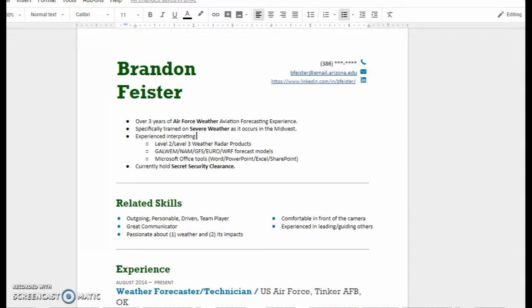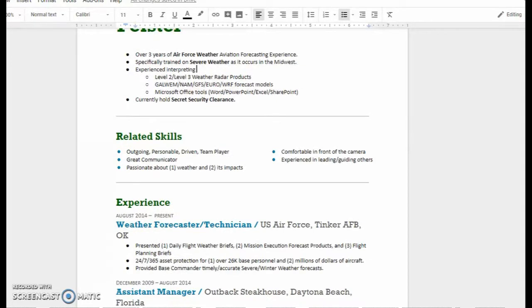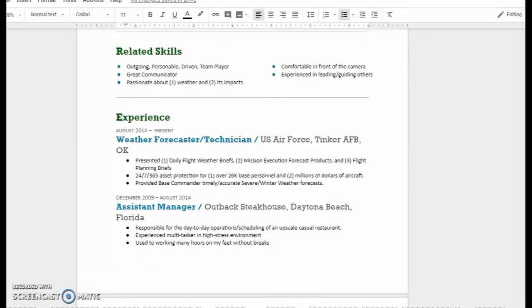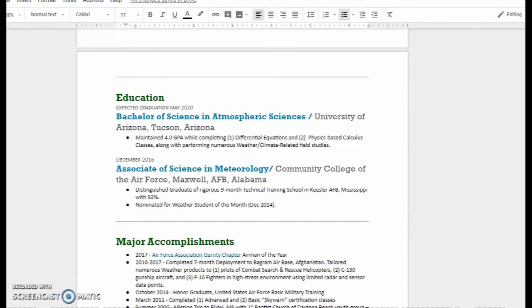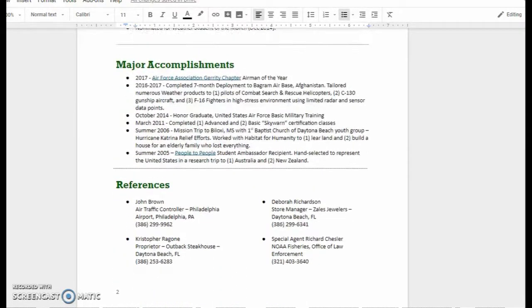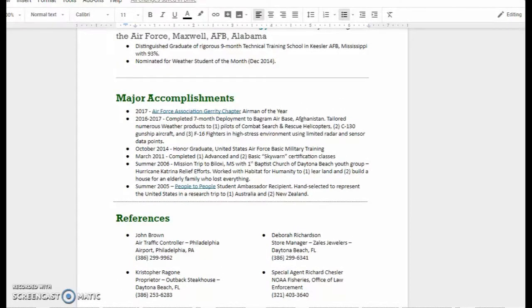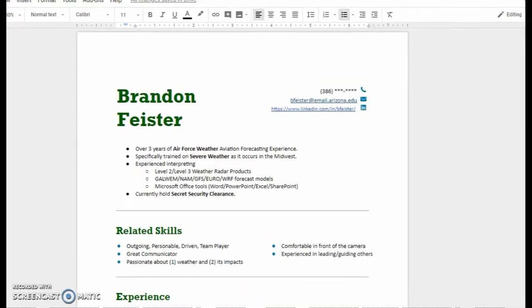So as you can see, I feel that my related skills are right along with what is required for a job of this kind. I show my experience as a weather forecaster right front and center at the top, and then I show my education, having my Bachelor of Science degree, hopefully soon, in atmospheric sciences from the University of Arizona. And then I do go on to list my major accomplishments from here as well. This is why I chose my resume. I feel that I learned a lot by being able to write this correctly and professionally, and I feel that it does fulfill that student learning objective.